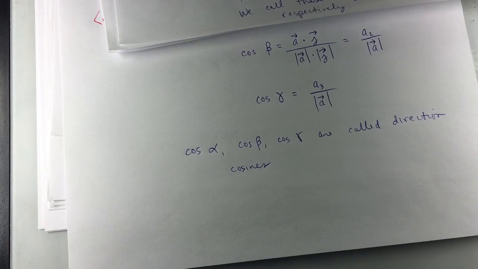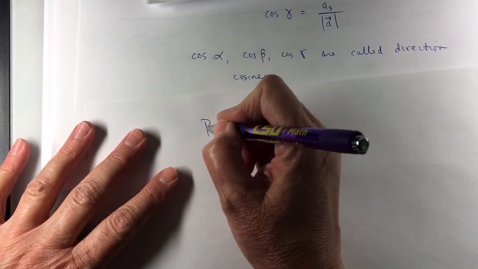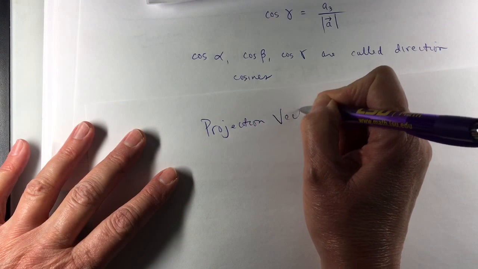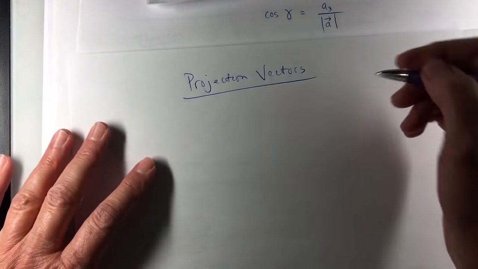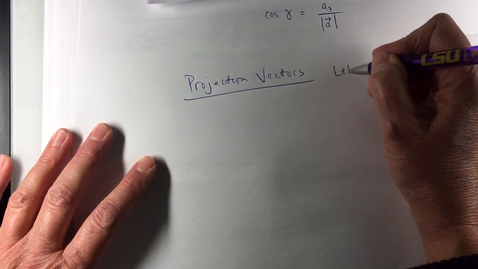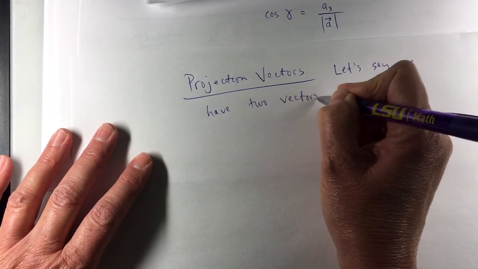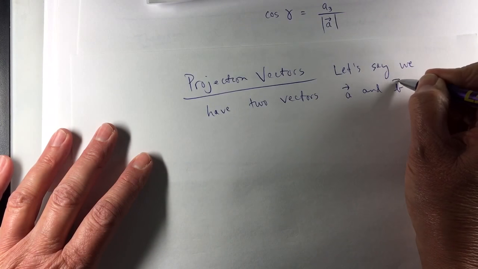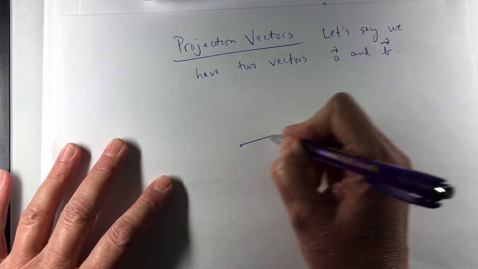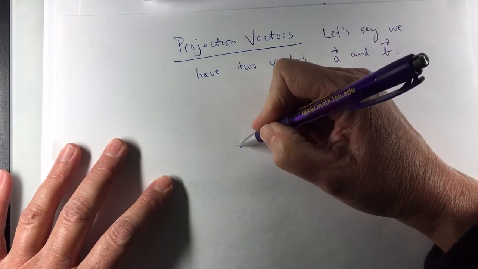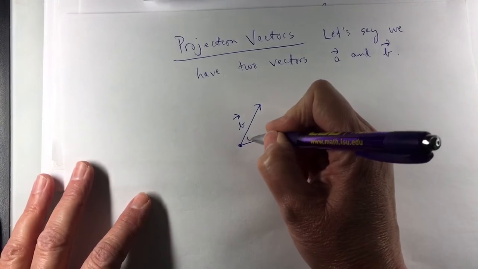Now, I want to put one more definition, well, I don't know if this is a definition, but this is projection vectors. Let's say we have two vectors, A and B. I'm going to draw this in two space. I have vector A right here. Vector B, I'm going to draw a little bit shorter. And they have this angle theta between them.